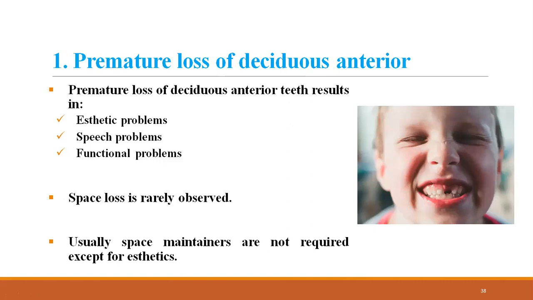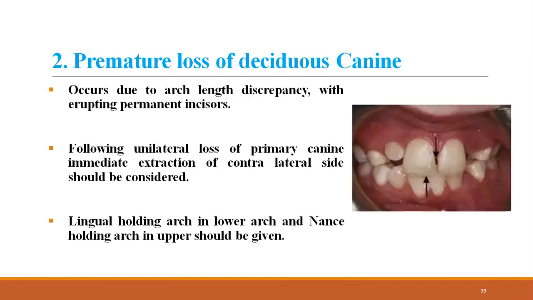So the premature loss of deciduous anterior teeth may result in an aesthetic problem. If anterior teeth are lost, then there is an aesthetic problem, and it also causes speech problems and functional problems. But space loss is rarely observed due to loss of anterior teeth. So usually in this case, space maintenance is not required, except for the aesthetic purpose.